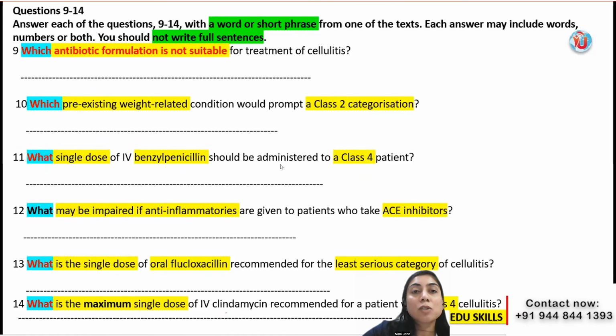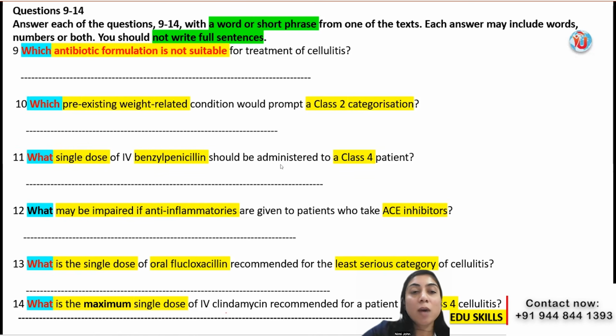Next one, what single dose of IV benzylpenicillin should be administered to a class 4 patient? 2.4 gram. Then next one, what may be impaired if anti-inflammatories are given to patients who take ACE inhibitors? Renal function. Then 13, what is the single dose of oral glucosamine recommended for the least serious category of cellulitis? 500. So 500 is the answer.